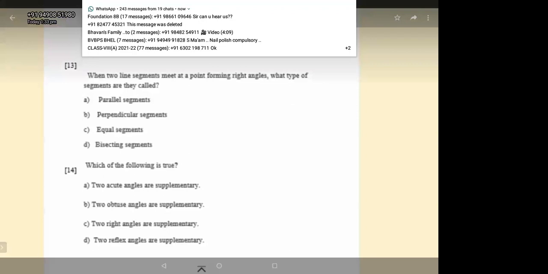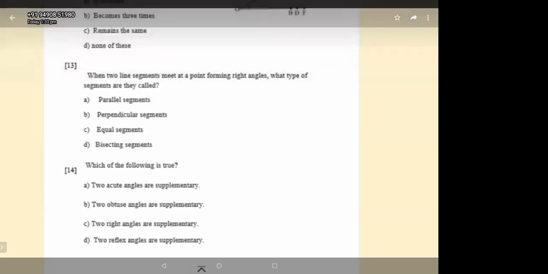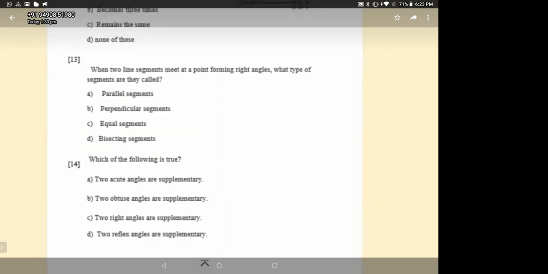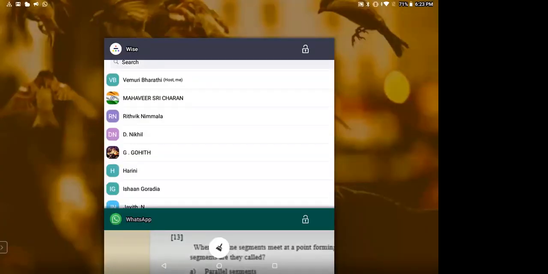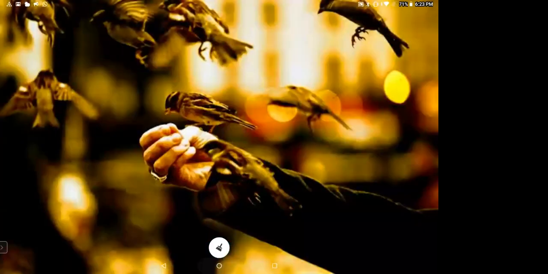When two line segments meet at a point forming right angles, what type of segments are they called? Parallel segments, no. Perpendicular segments, true. Equal segments, no, we don't know whether they are equal. Bisecting segments, that is also not. We can say they are perpendicular. Ma'am, what are bisecting segments? Now I will show how it is. What is the difference between all of these? Let me see, just a minute.